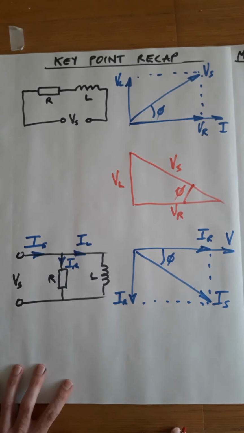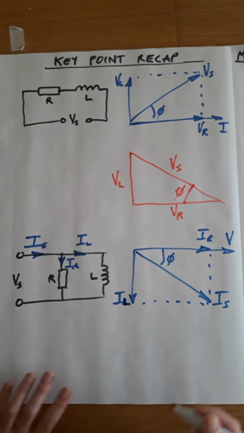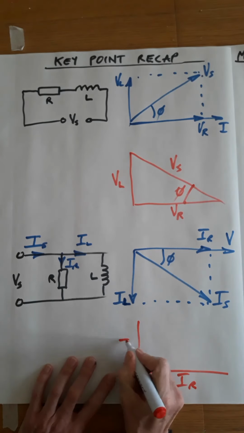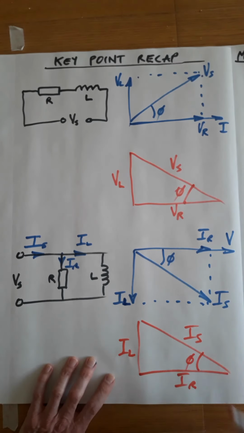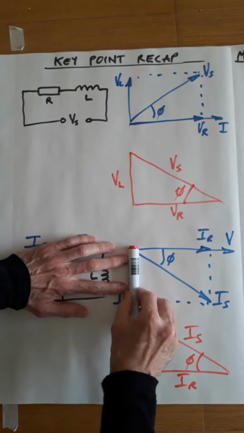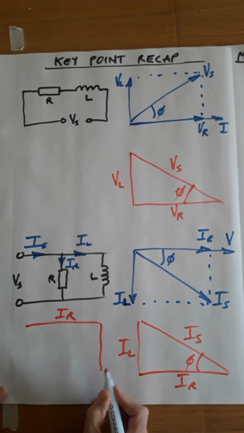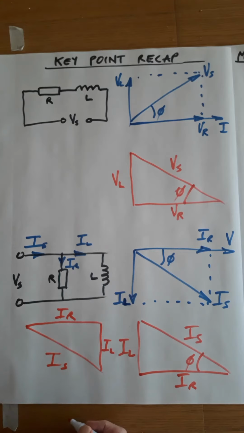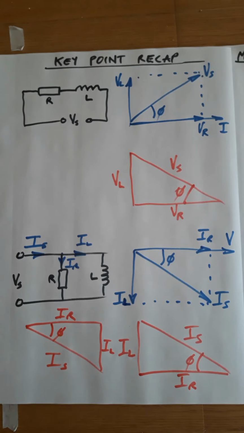This phasor diagram can be reduced down to a triangle. I tend to draw it, I've just seen an error there, apologies, IL. I tend to draw it like this. There's IR, IL is up the side, and there is our result, the supply current, and there is phi. Some people just move IL along there, so we get a triangle that looks like this. These triangles are identical, it's just rotated. Okay, so that was the first bit.